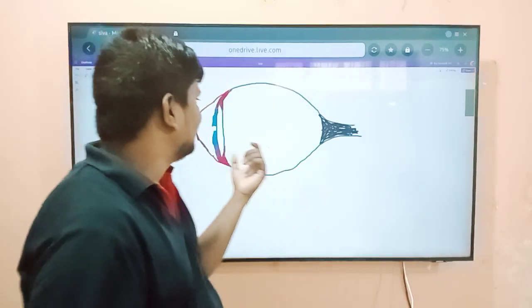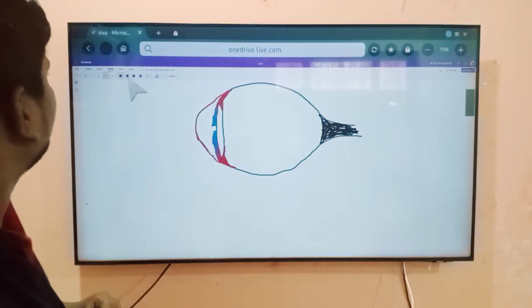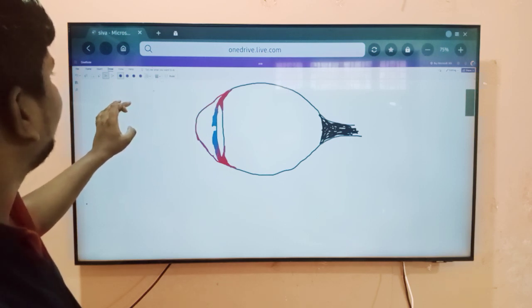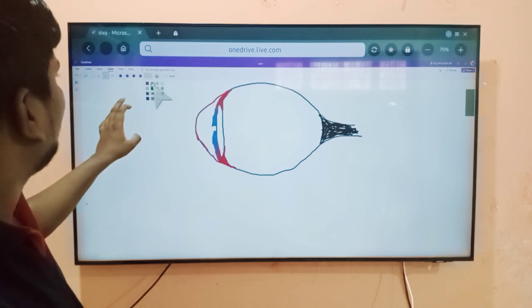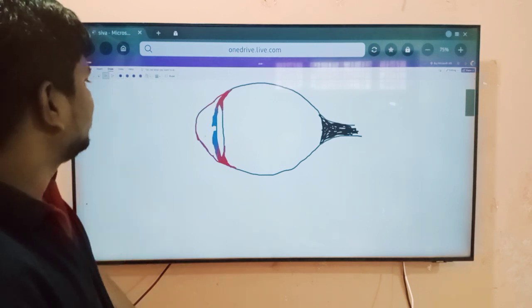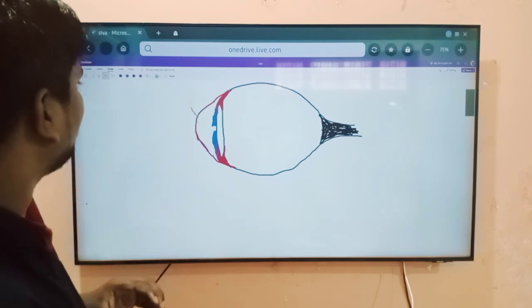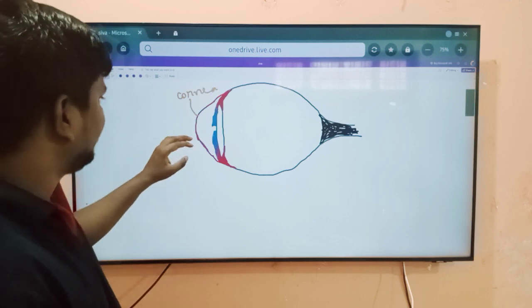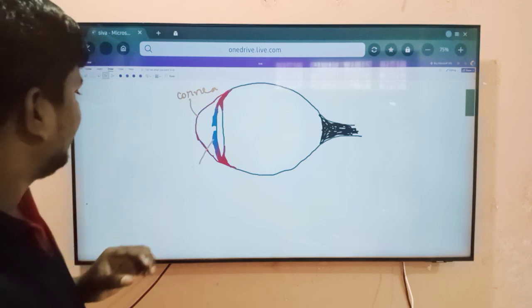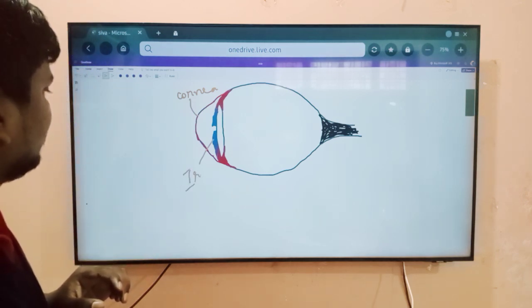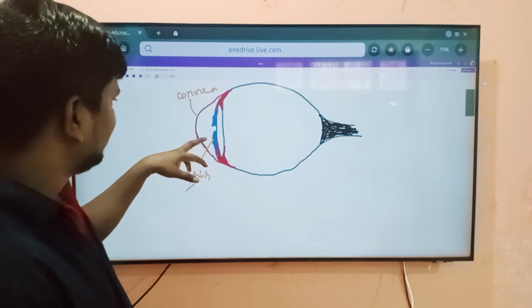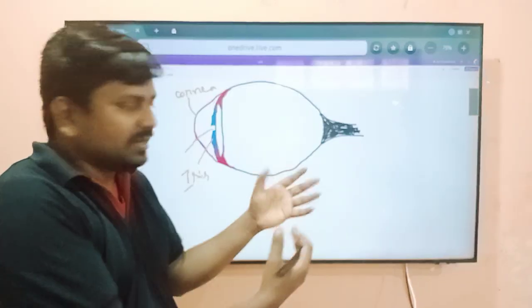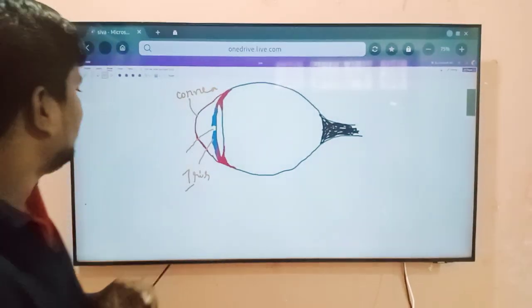What are the parts here? One is the cornea. We can take a separate color, pink, or yellow, dark yellow is fine. So you can take this the cornea. Then the iris. And you can consider this the pupil, the middle portion where the light rays will enter. That is called the pupil.